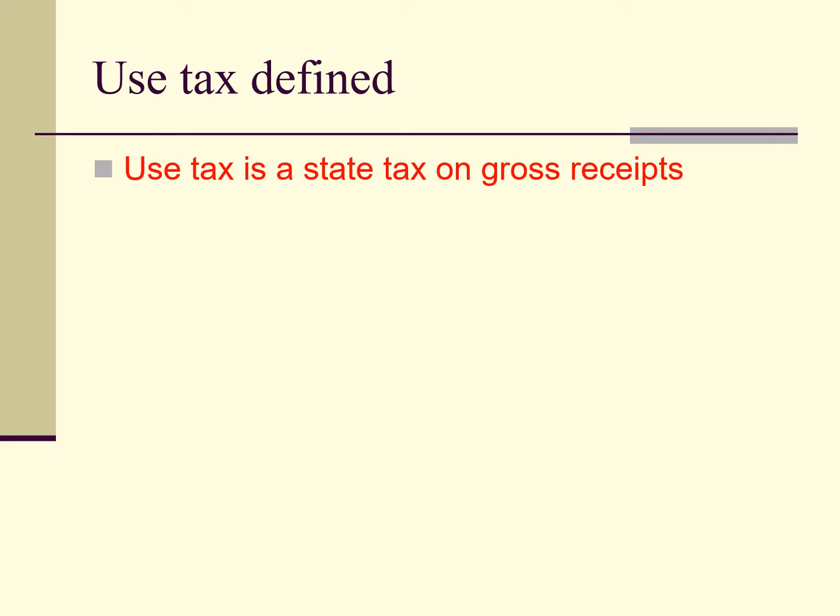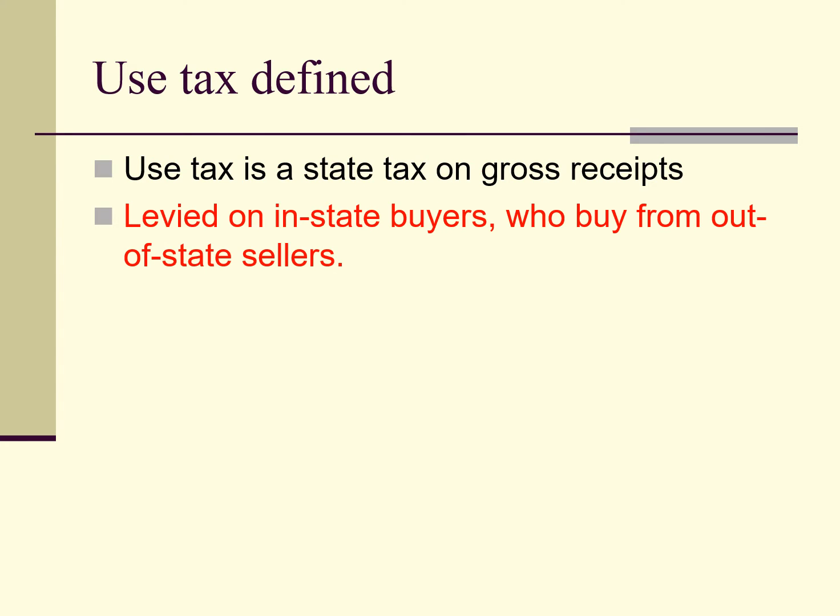Like sales tax, use tax is a tax on gross receipts. It is ordinarily imposed on the same types of gross receipts that are subject to sales tax. Unlike sales tax, use tax is ordinarily imposed on buyers for use in a state where the product is purchased from an out-of-state seller.